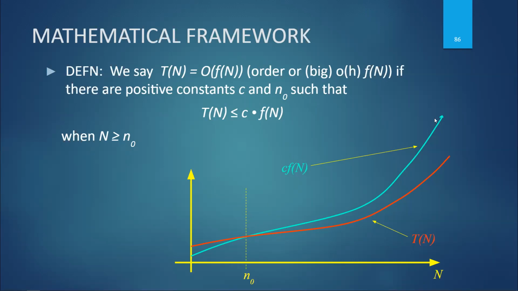As we can see, when n goes to infinity, or gets bigger and bigger, then even though in some cases our algorithm takes more time, in the end c·f(n), the upper bound, dominates our algorithm. This is the mathematical framework of the Big-O notation.